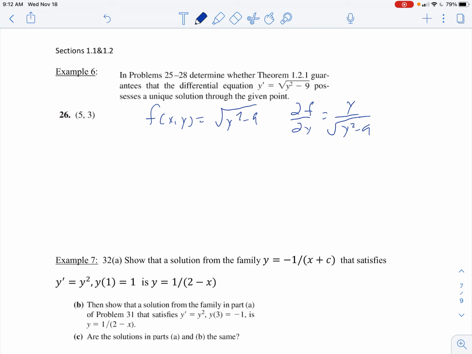And so here we see that in order to have a unique solution, it's going to be determined that y has to be less than -3, and y has to be greater than 3. And because we're at the point 0.53, there's no guarantee of a unique solution.